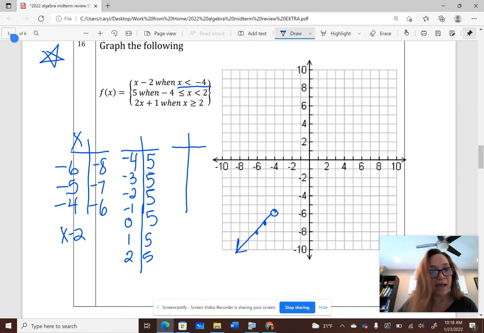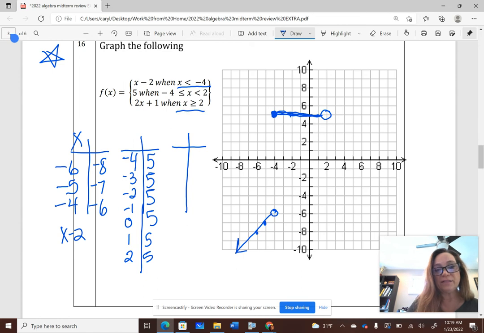Okay, so I'm going to have a closed circle and an open circle. Where's 5? Right here. Closed circle. Open circle. And that's supposed to be straight. It's a little crooked on the screen, but it's supposed to be straight. It's supposed to be horizontal.